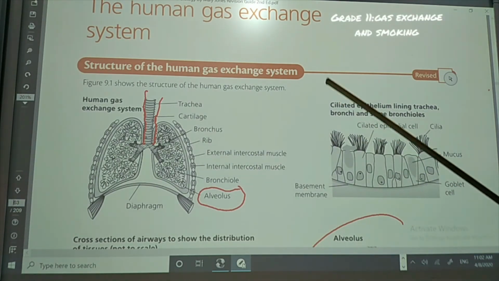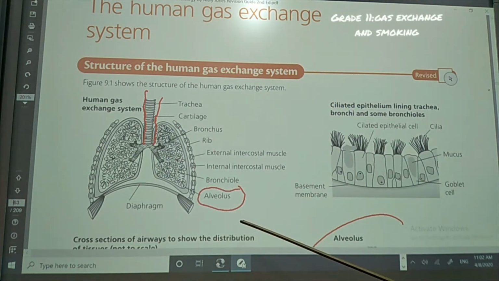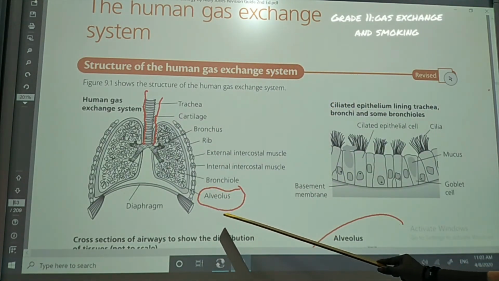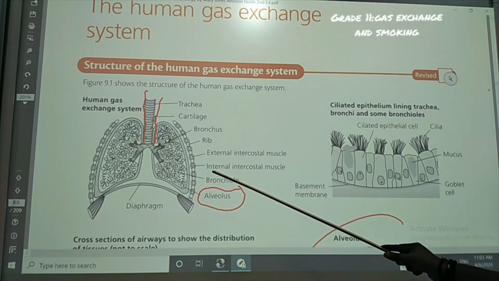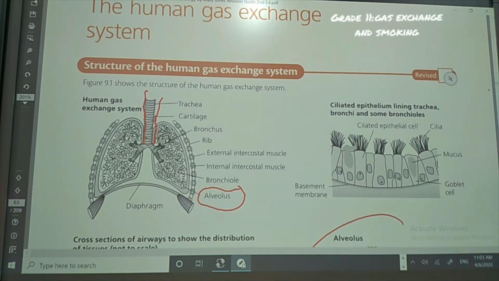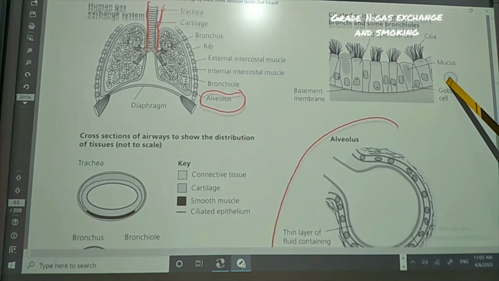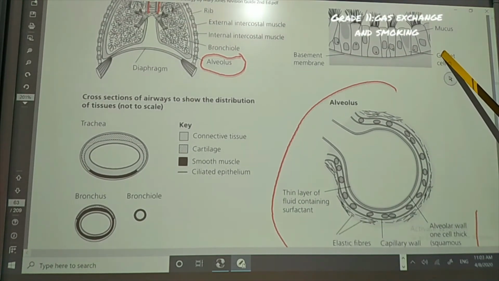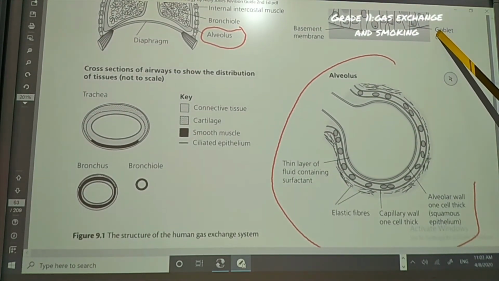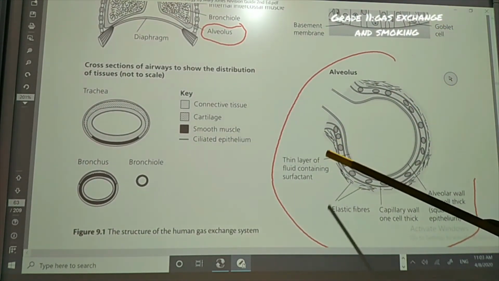And we said in the human gas exchange system, the gas exchange surface is called the alveolus. One key thing that the alveolus has is that the walls are thin. So this helps to increase the rate of diffusion. It helps diffusion of gases to happen in a short time.